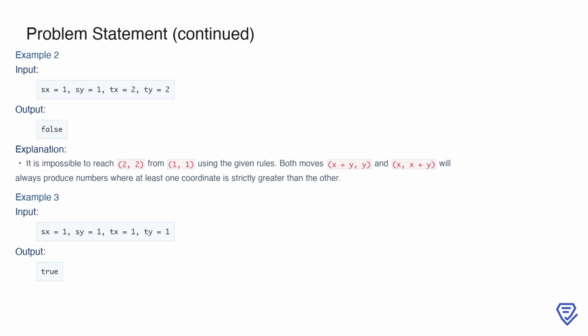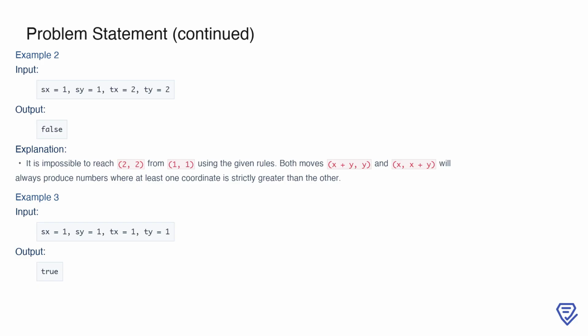Now let's consider another example where the starting point is 1, 1, and the target point is 2, 2. Using the given transformation rules, it becomes clear that this target is impossible to reach. Both moves, x plus y, y, and x, x plus y, always produce points where at least one coordinate is strictly larger than the other. This means that the point 2, 2, where both coordinates are equal, cannot be achieved starting from 1, 1. As a result, the output for this example is false.